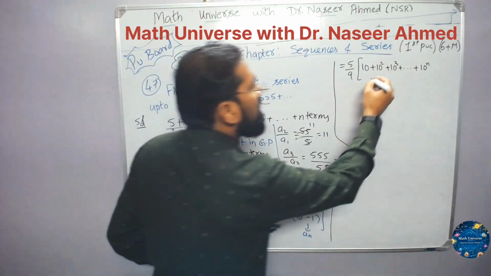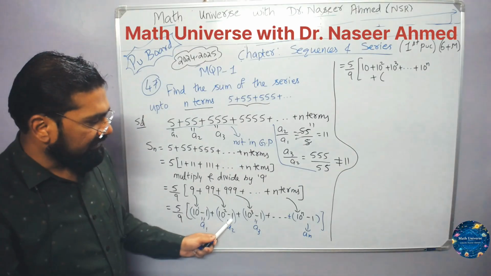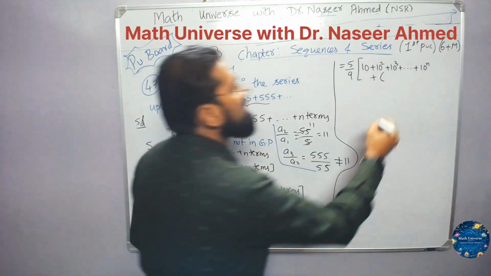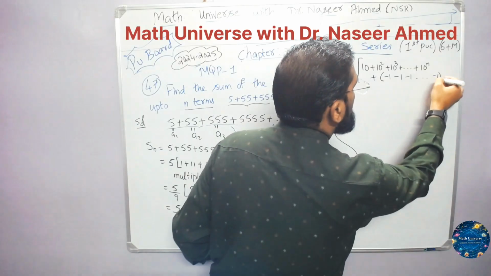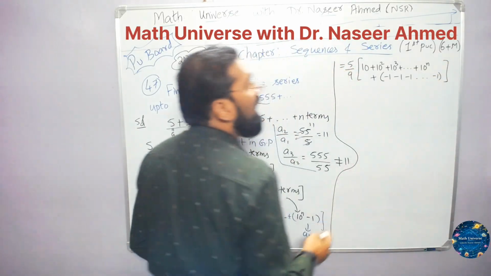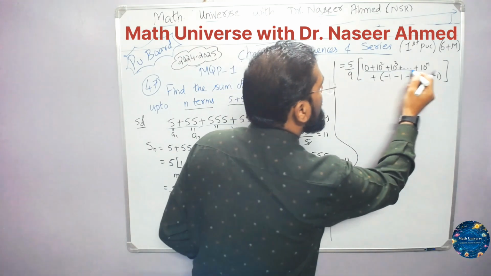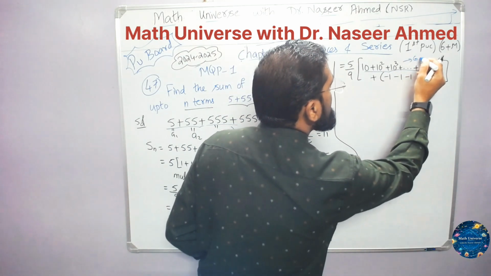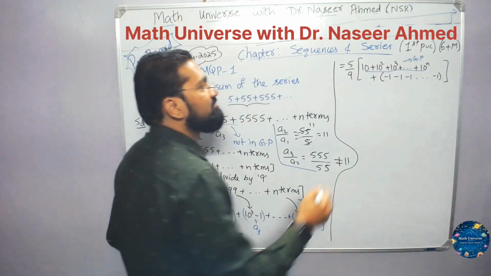Plus of what we have, minus 1, minus 1, minus 1, and so on. So what happened? Minus 1, minus 1, minus 1, ultimately minus 1. Okay, and now see carefully, this is in GP now. This entire thing is in GP, geometric progression. Check it out.